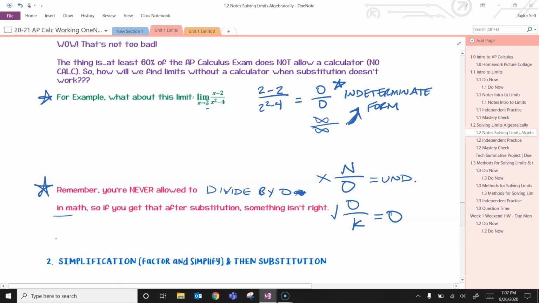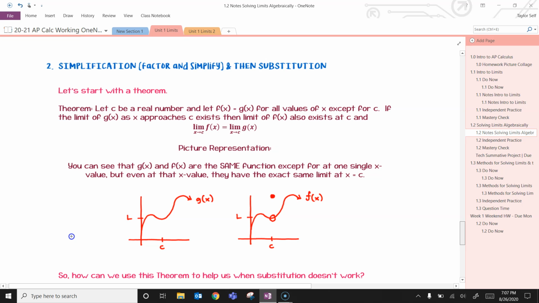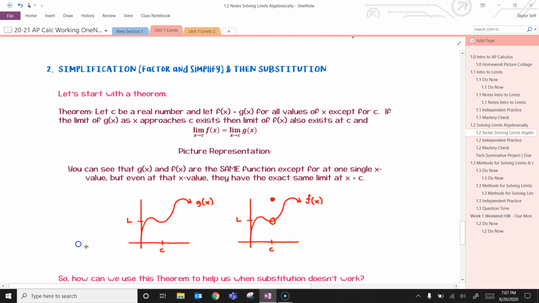So what do we do when we can't substitute, when it doesn't work? I will show you. We have this huge theorem. It looks wild. You do not need to write it down. But basically this theorem says, if you have a function g and a function f, and they are exactly identical, they're basically twins, except for at one x value. So at x equals c, these graphs are not twins. There's something weird happening on f. But if you have twin functions, except for one x value, the limits of those twin functions are actually going to be the same at that x value.